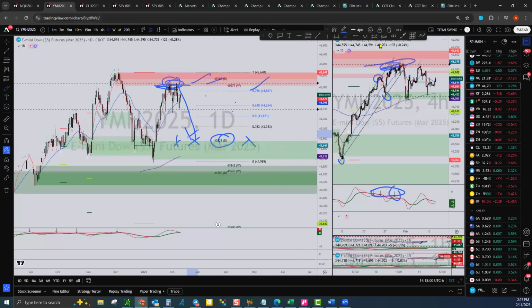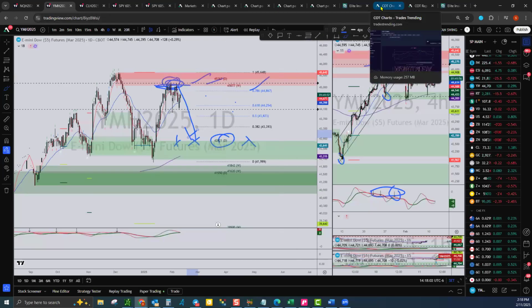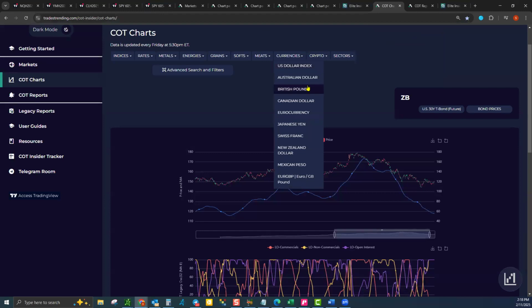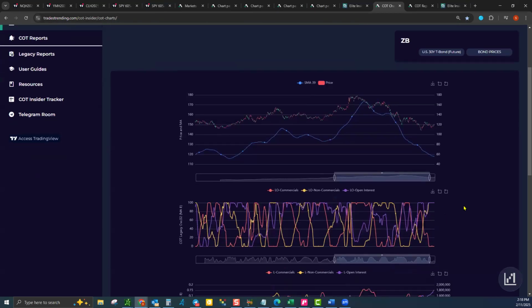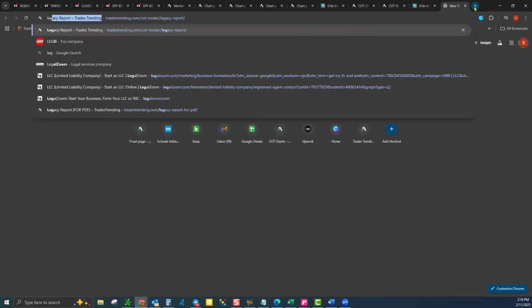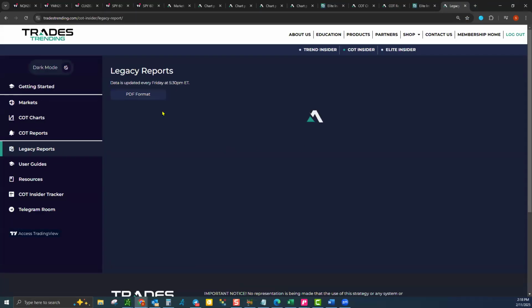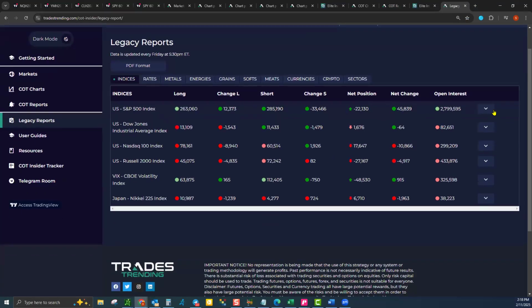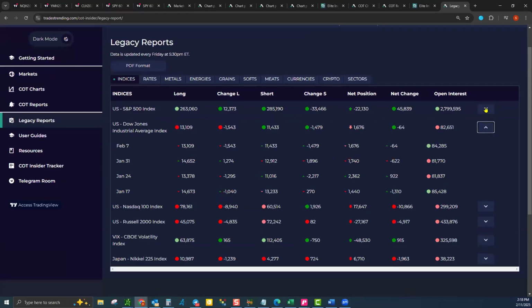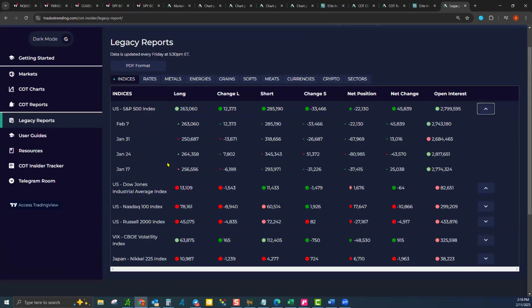We also have what we call COT, or commitment of traders data. What we do is we find legacy reports. We type in legacy reports, and we track the data on a week-to-week basis. These update once a week. This is all the data coming from the cftc.gov website. We can see the positioning. We can see the big buying and selling, what the institutions are doing.